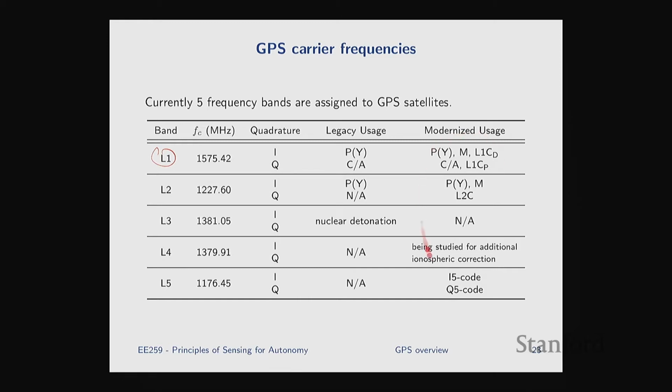For modernized, as you see here, a whole bunch of new stuff got added. I'll talk about these in a bit, but L3 is still not used for civilian or military localization; it's reserved for research applications and things like that. L5 is also being studied for some future upgrades to the GPS system, and L5 is actually used. So this is where we are with the GPS signals today.